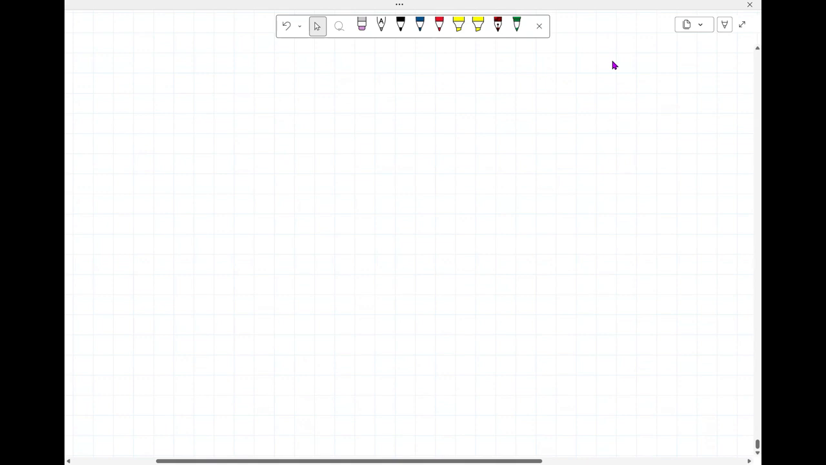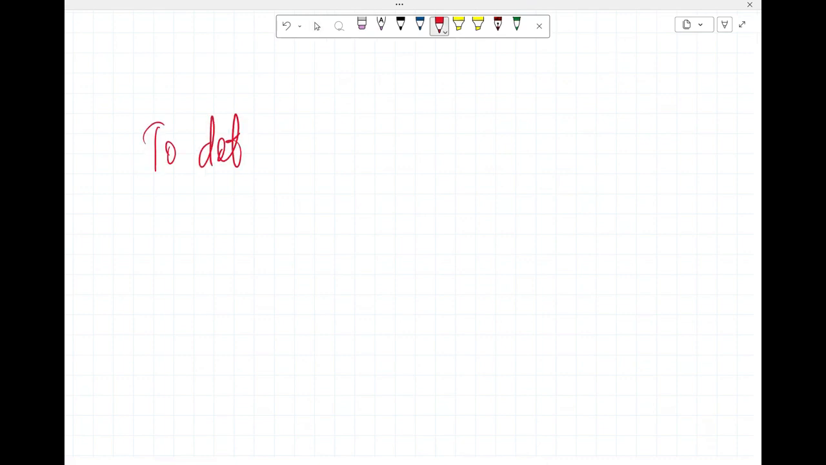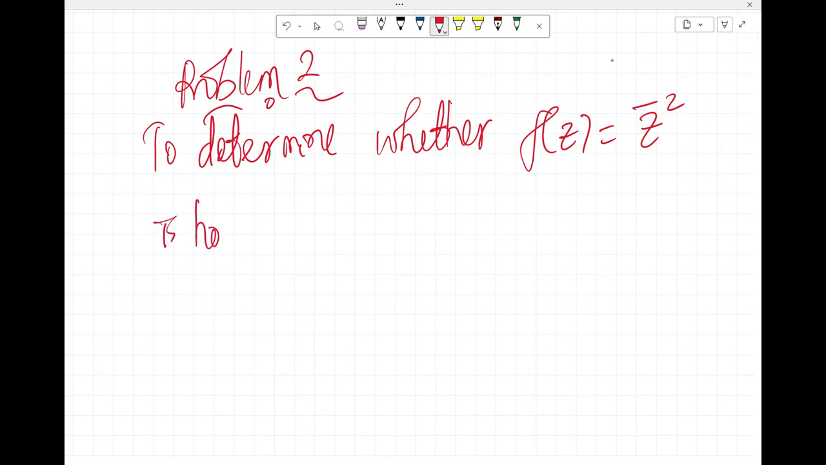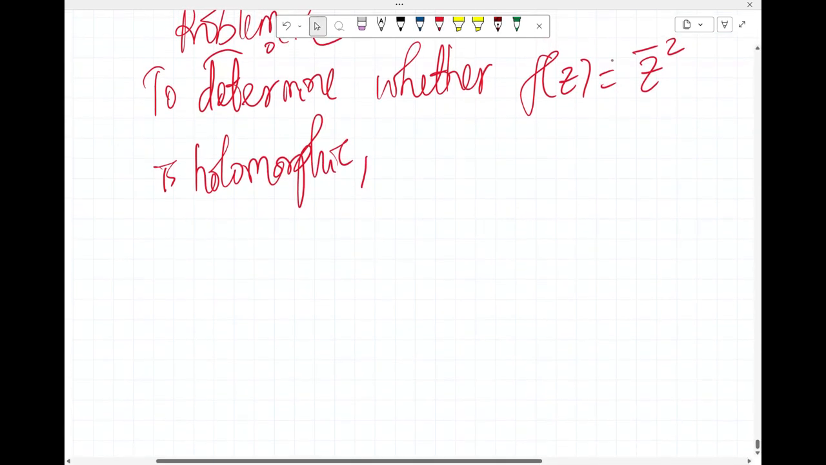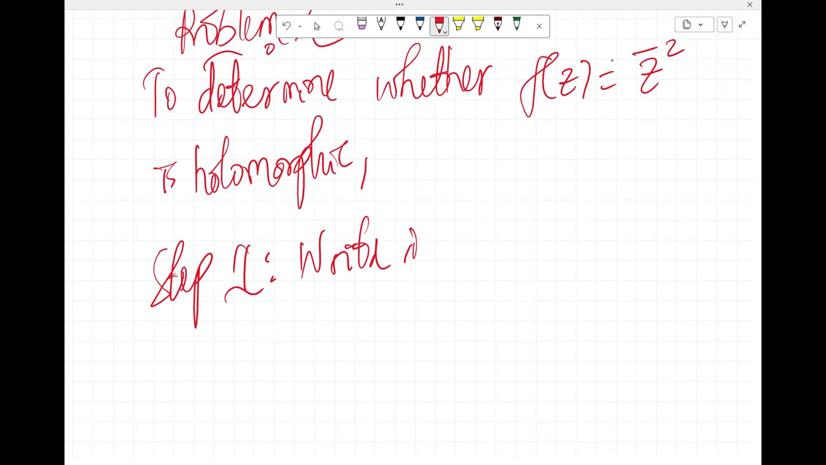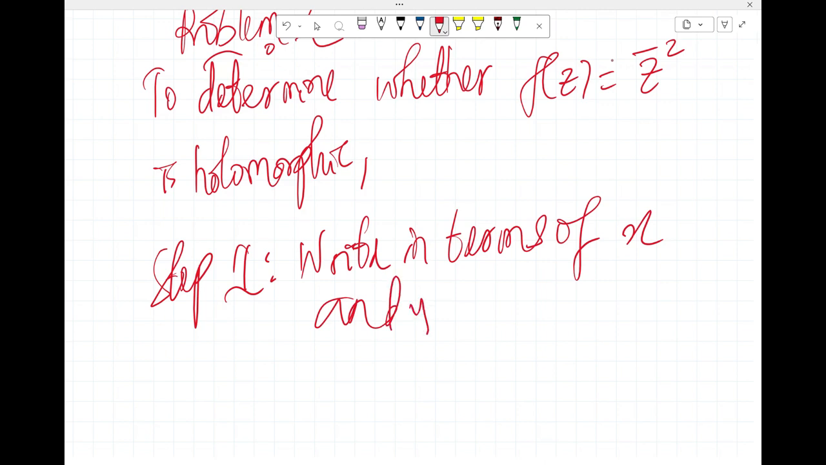Okay. So question 2 now, to determine, that's problem 2, to determine whether f of z equals z bar squared, the square of the conjugate of z, is holomorphic. Okay, so step one, we write in terms of x and y.